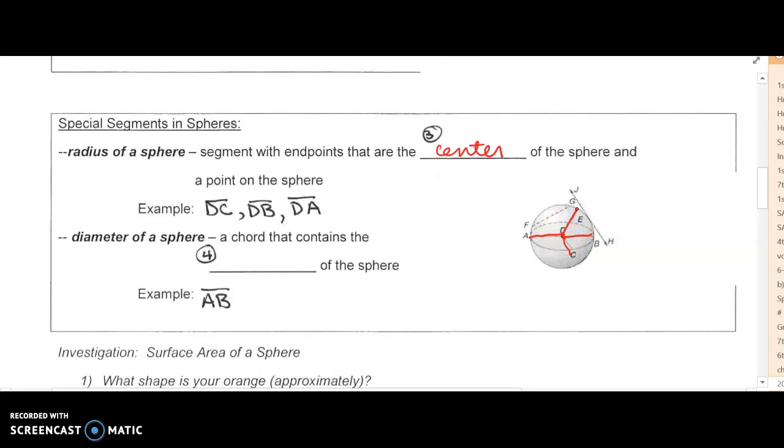The diameter of a sphere is very similar to a circle. It's just a segment that contains the center of the sphere, so it's a line that goes all the way across the sphere. But FG doesn't count because even though it goes across the sphere, it doesn't go through the center. The only diameter shown here is AB, because it goes all the way across the sphere, its endpoints are on the sphere, and it goes through the center. You could make another one here if you wanted to, though. It doesn't have to, again, be in that great circle.